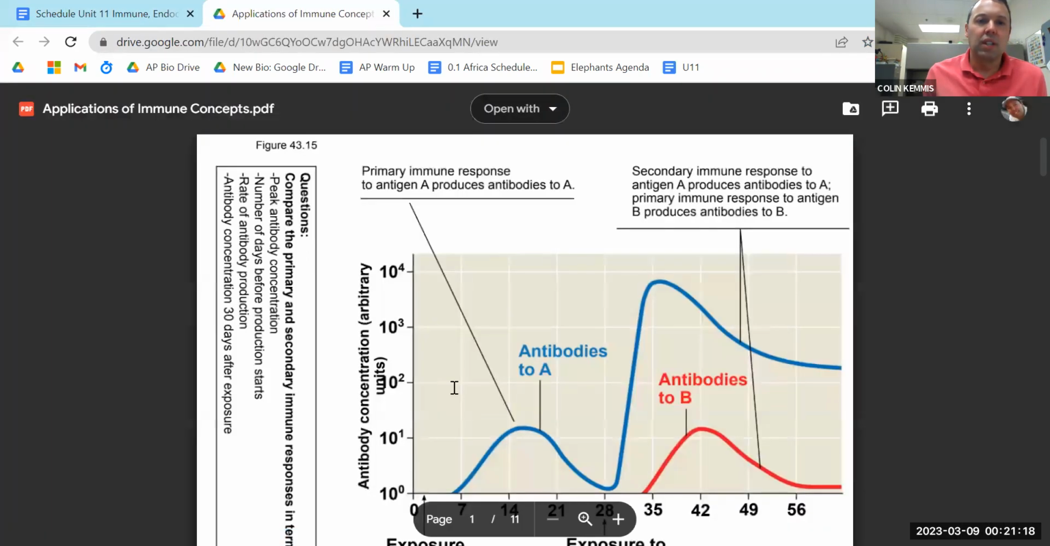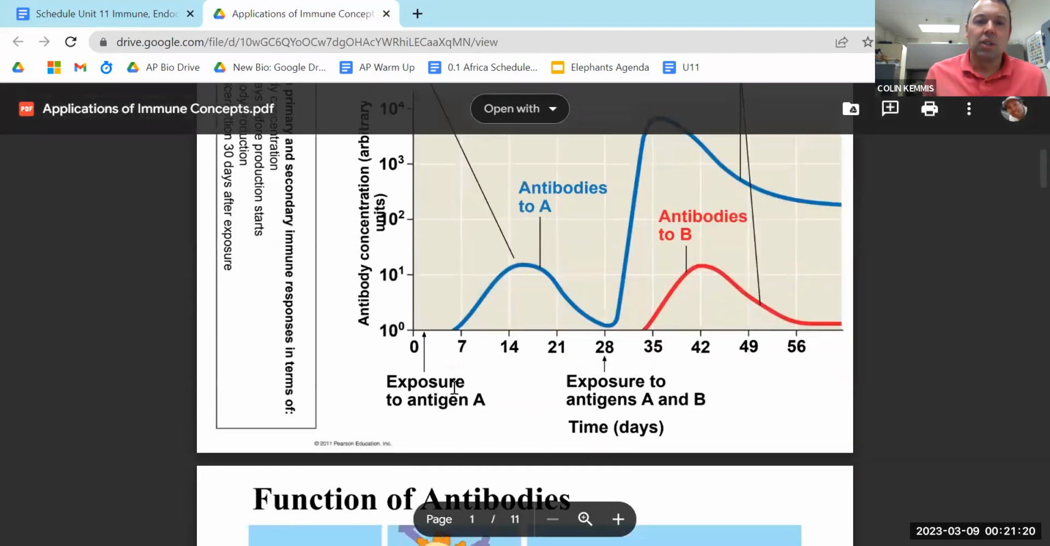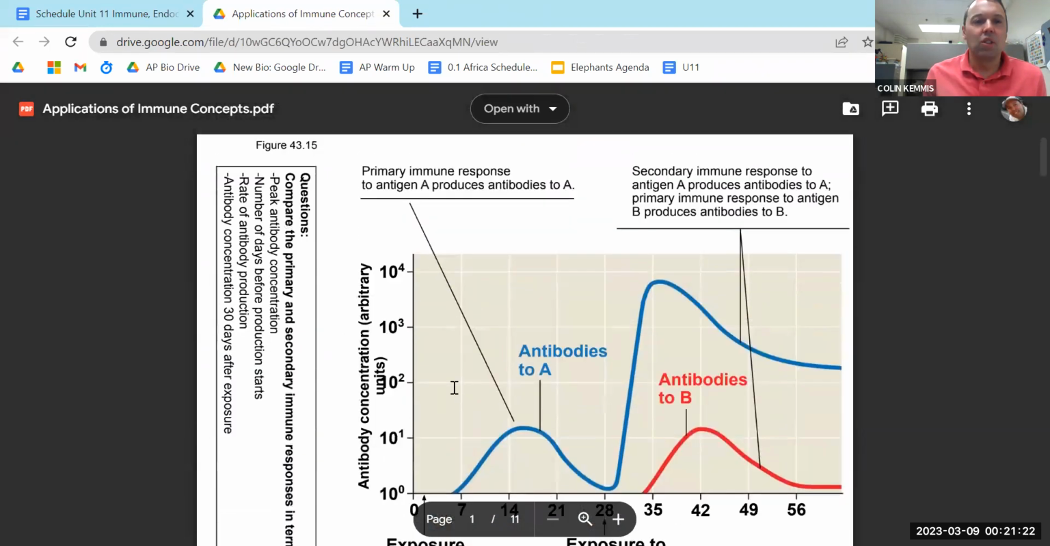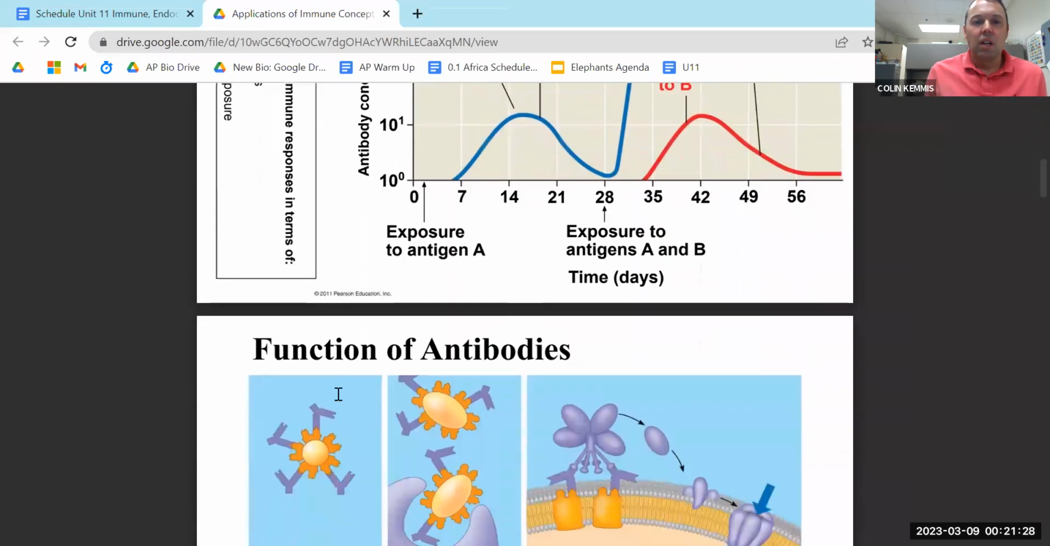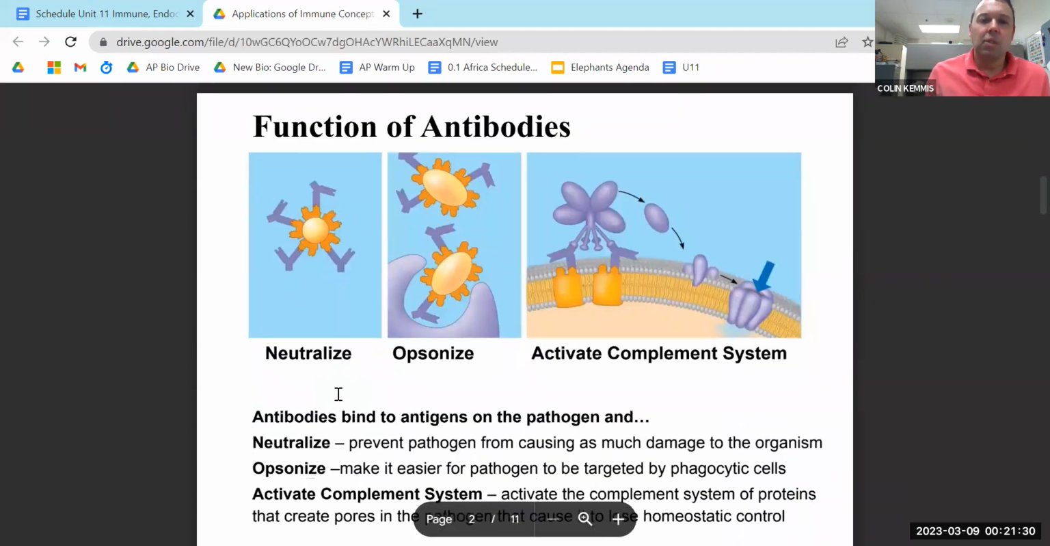let's look at the notes for today. So here's kind of the same graph again. It gives a little bit more explanation here. Okay, function of antibodies. This one should be reviewed.